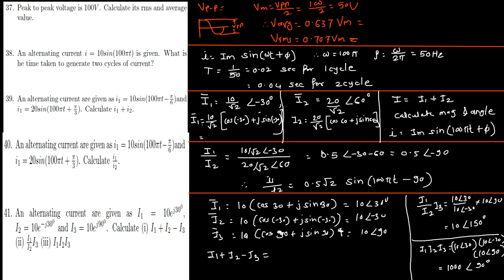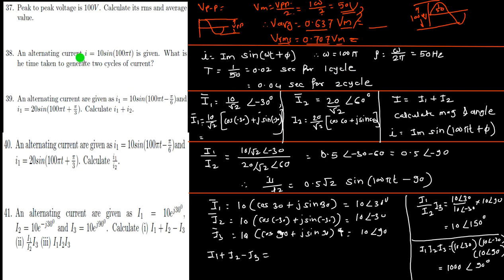The next one: peak to peak voltage is given as 100. In the sine waveform, suppose this is the sine waveform, peak to peak value means from this peak to this peak the total is given as 100 volts. So what is the maximum value? The maximum value is equal to peak to peak divided by 2, that is 100 divided by 2, that is 50 volts. So average is equal to 0.637 times Vm and RMS is equal to 0.707 times Vm. Substitute this Vm over here and calculate the average and RMS values.